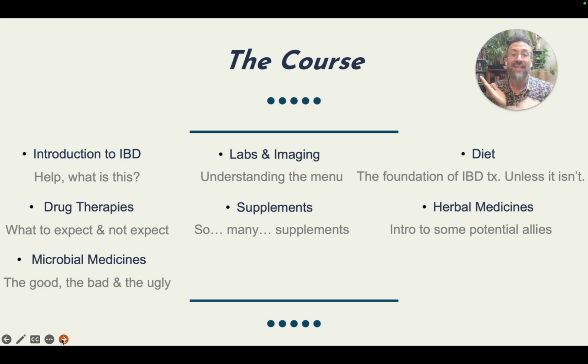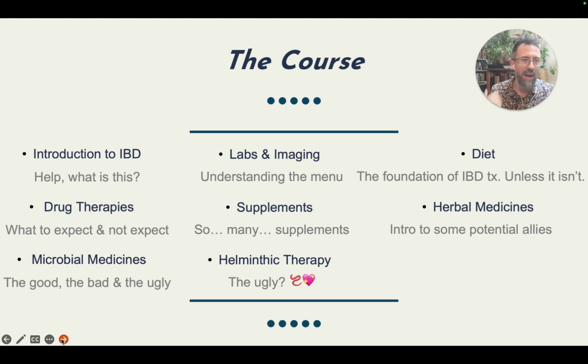Microbial medicines, so we're talking about probiotics, and prebiotics, and we're talking about fecal transplant a lot. We talk about helminthic therapy. If you're not familiar with this, it's also called worm therapy. Super intriguing for IBD. We've used it a fair amount between the three of us. And then we end up talking about the basics. Sleep and exercise and smoking and air quality and all those types of things.